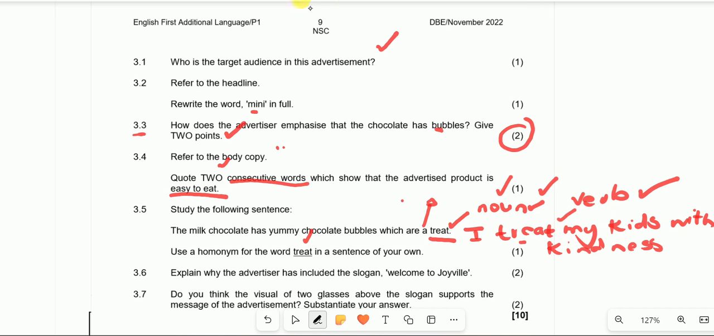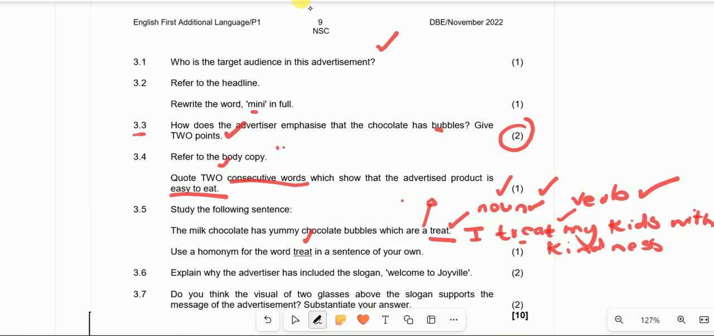And then, explain why the advertisement has included the slogan, "Welcome to Joyville." So in essence, what the question needs, remember I speak a lot about question interpretation, is your ability to unpack the slogan with key reference to the advertised product.